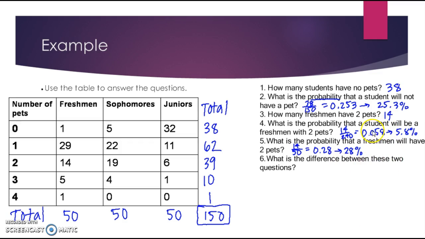Right? The difference between these two questions is that number 4 wants to know the chances that the student, so looking at this grand total of 240 students, will be a freshman with 2 pets. So that's 14 2-pet freshmen. Then we have the probability that a freshman will have 2 pets. This time, looking for the probability that a freshman, so I've narrowed it down to just the freshman class, I want to know how many of them will have 2 pets, or the probability that someone in the freshman class will have 2 pets. So in that case, my outcomes were different. My outcomes changed. I went from 240, narrowed it down to 50.